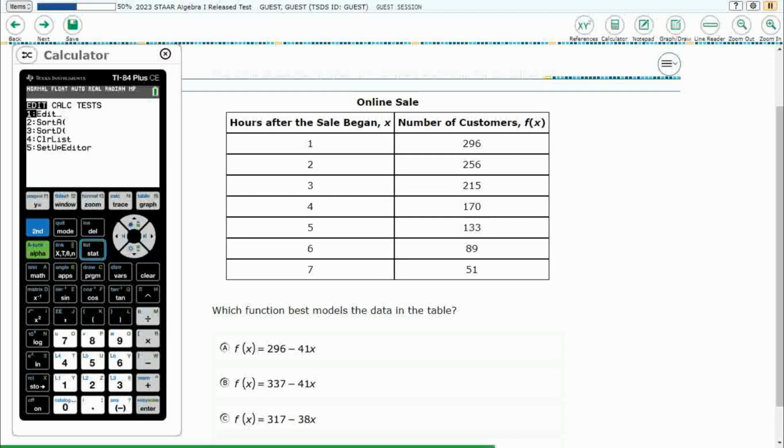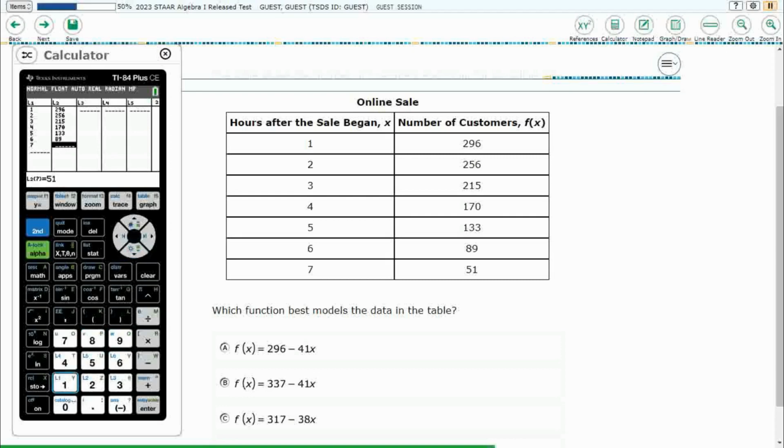Now we go to STAT and hit enter. We are just going to enter in all of these data points. The x is going to be our hours after the sale began, that's L1. That's pretty linear: 1, 2, 3, 4, 5, 6, 7. Now L2, that's our f of x. That is going to decrease, but not at a steady rate. If it were a steady rate, it'd be pretty simple to calculate the m. But let's let the calculator do the work for us.